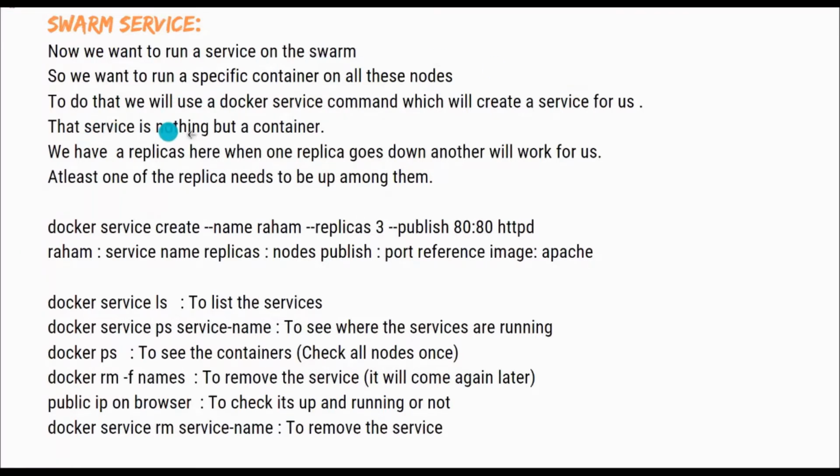Next, that service is nothing but a container. Why are we calling it a container? Because inside a container only we are creating the service, right? That's it. Next, here we have replicas. One replica will go down, another replica will work for us. So replica means I am going to create the container in 3 copies. Container is 1, but the copies of the container are 3 totally. Because if any one container goes down, the other 2 will serve me. That's the reason. Among all of these 3, I need any one of these services to be up and running at any time.